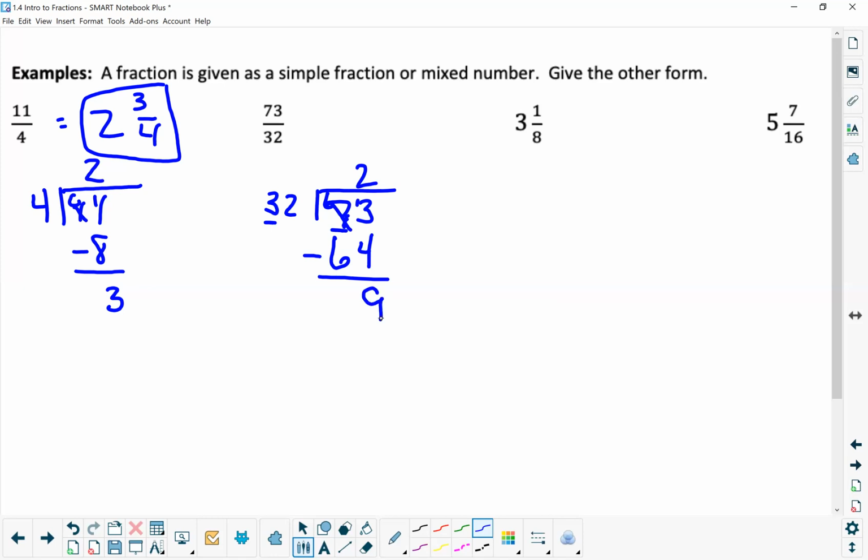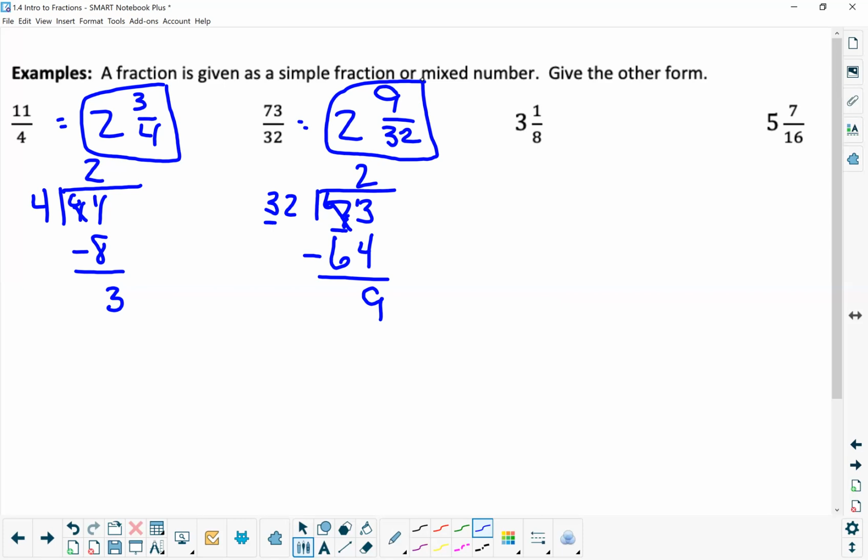We get 9, which is less than 32, which means that is the most that we could divide by, or divide into. So we get 2 and 9 over 32. Again, a little more difficult because 32 in the denominator.